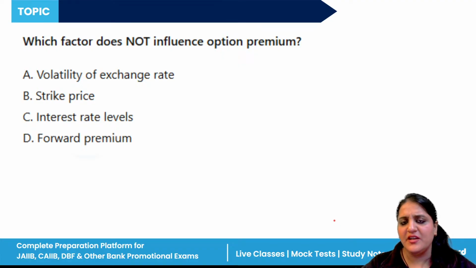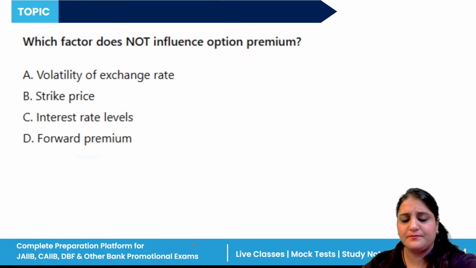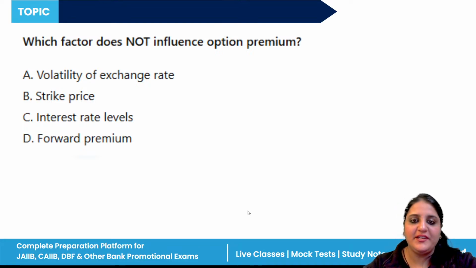Which factor does not influence option premium?